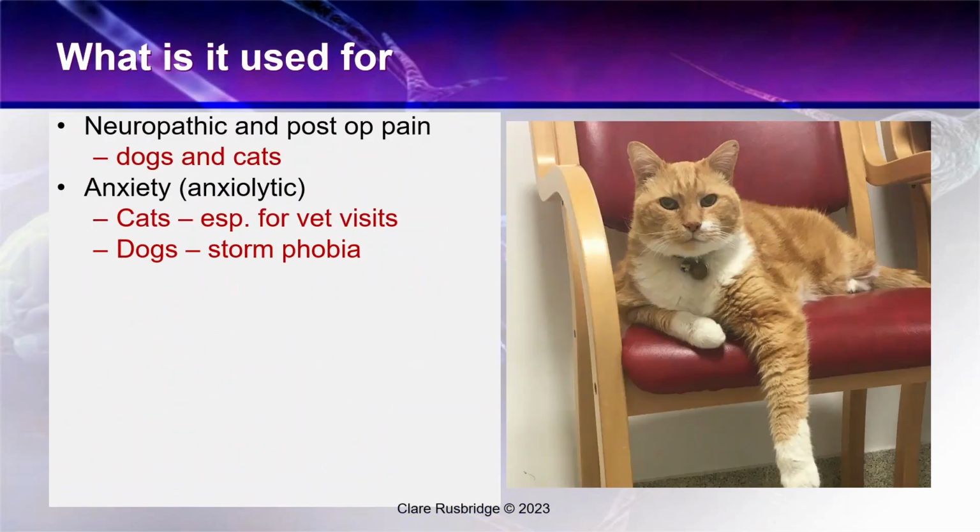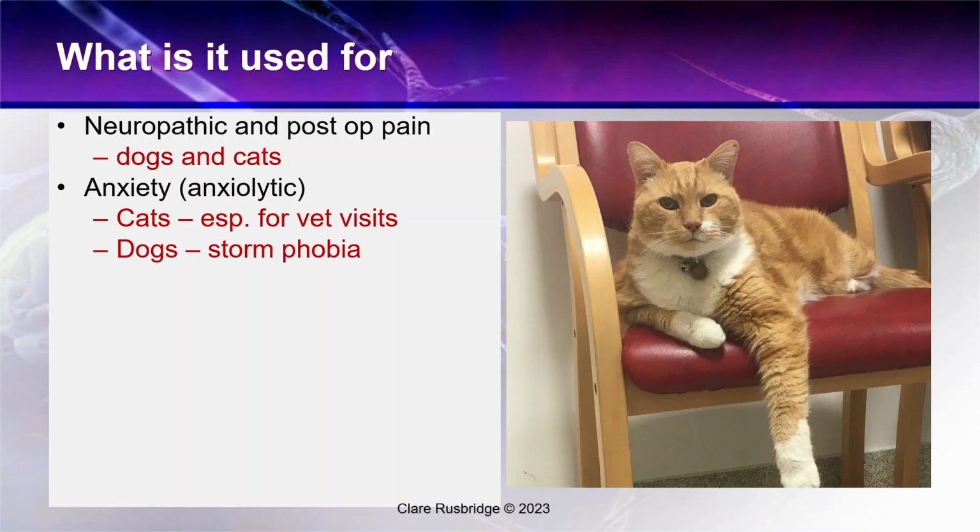So what do we use gabapentin for? Well, by far the most common use is reducing neuropathic and in some cases post-operative pain in both dogs and cats. It's also used as a drug to reduce anxiety, especially in cats, and that's where it's most common, that you can give it prior to a veterinary visit to a cat and it reduces their anxiety. You can also do that in dogs, but it's more effective as an anti-anxiety drug for cats than it is in dogs. However, there have been some trials in dogs for its use in storm phobia, and it did have a positive effect.